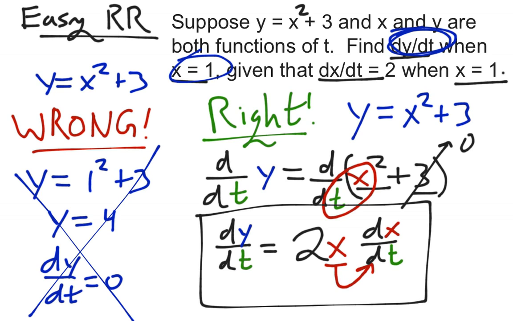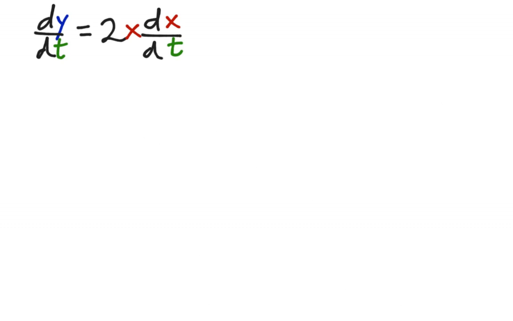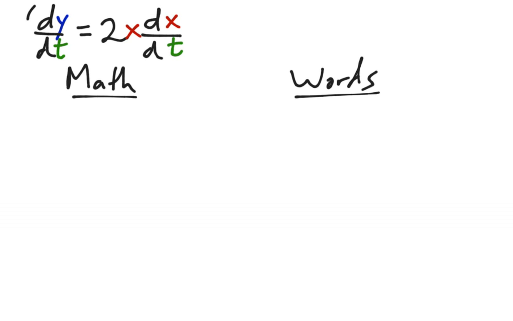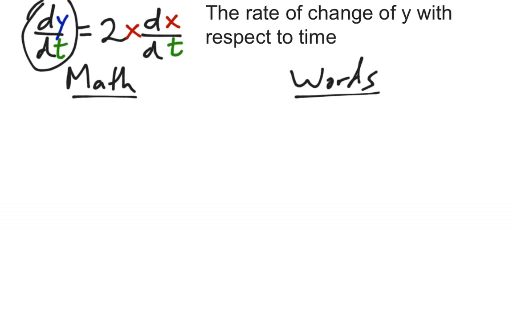Now we're going to go to the next slide and see what this means. I have this equation. It says that dy/dt equals 2x times dx/dt. Now, in related rates, we do have to convert between math and words. This is very clearly math, because it has symbols and equations. To convert it to words, here's what this means. dy/dt is the rate of change of y with respect to t. And t is time.